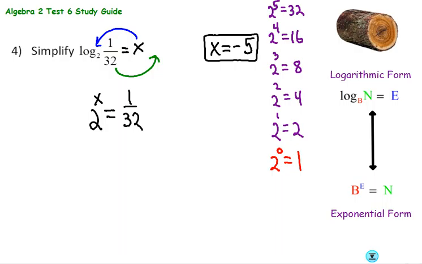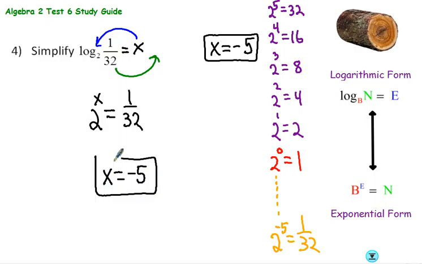So if 2 to the positive 5 is 32, and we're looking for 2 to the what power makes 1 over 32, well, skip down, 2 to the negative 5th would be 1 over 32. So our answer there would be x equals negative 5. Yep, so x equals negative 5.